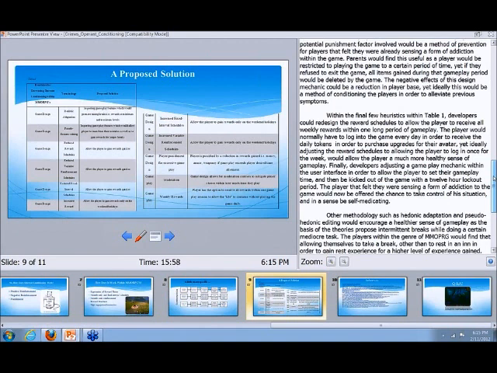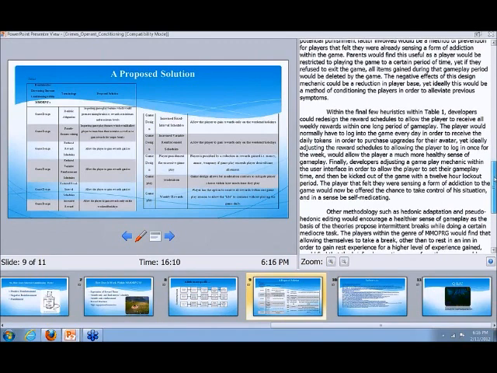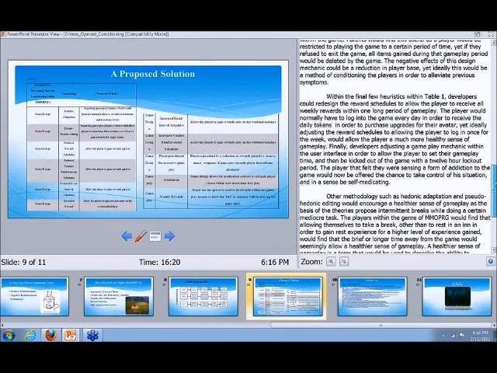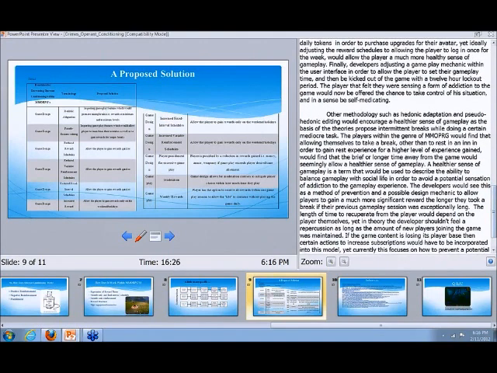Finally, developers could adjust the gameplay mechanic within the user interface in order to allow the player to set their gameplay time and then be kicked out of the game with a 12-hour lockup period. The player that felt they were sensing a form of addiction to the game would now be offered the chance to take control of his situation and, in a sense, be self-medicating. Other methodologies such as hedonic adaptation and pseudo-hedonic editing would encourage a healthier sense of gameplay as a basis of the theory's proposed intermittent breaks while doing a certain mediocre task.